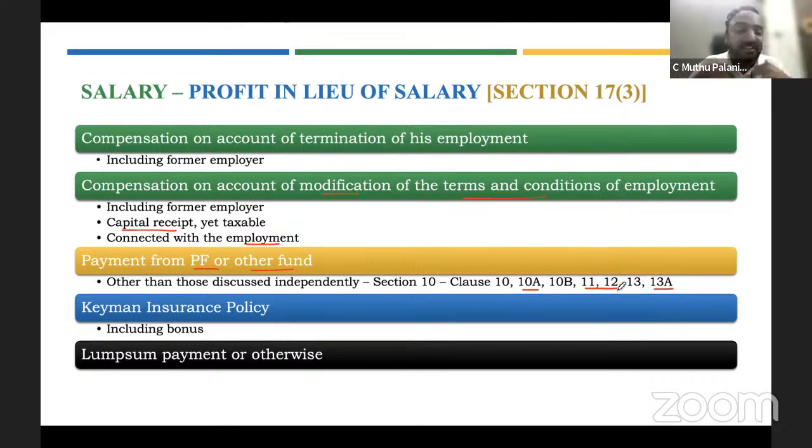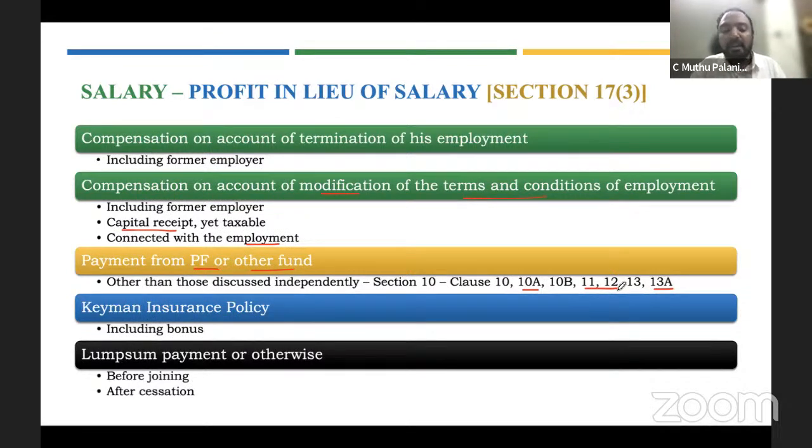So any amount received from the insurance provider, including the bonus, is basically taxable as profit in lieu of salary. So if an employee is receiving a key man insurance policy amount from anyone, from the company or the insurance person, anyone, whatever this employee is receiving as key man insurance amount is basically taxable.